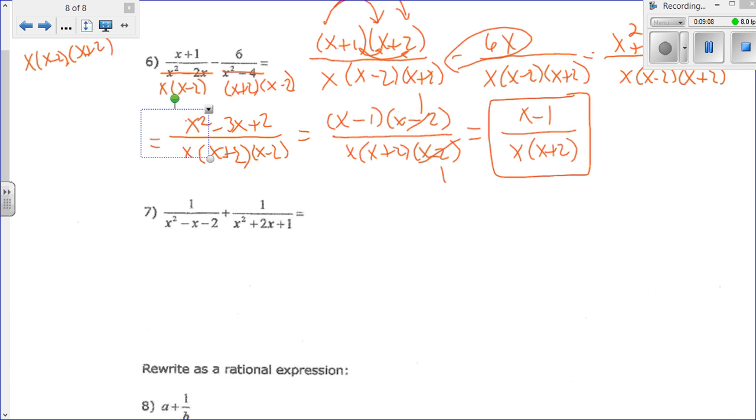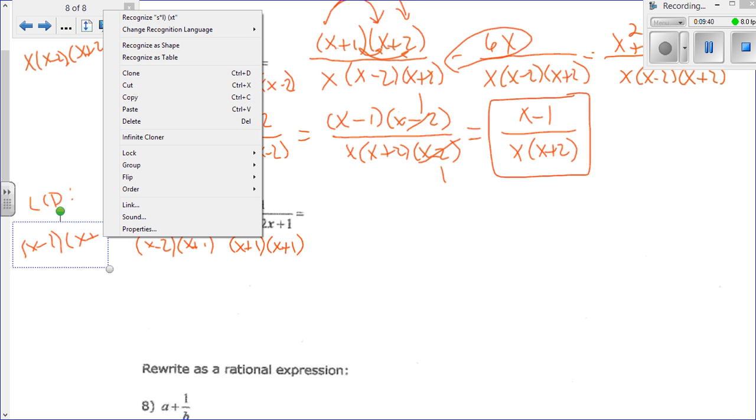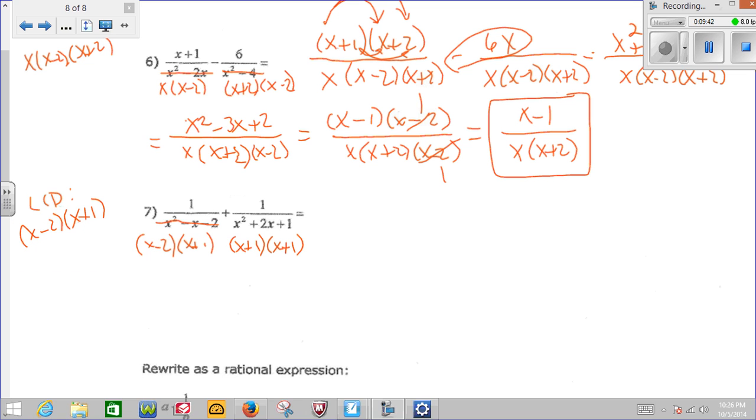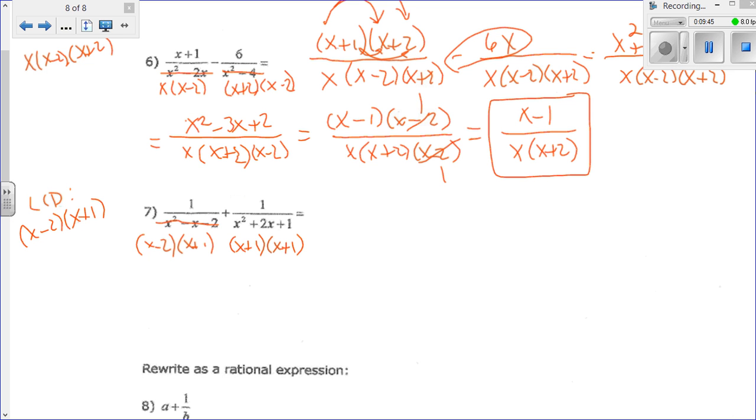All right, let's look at number 7. Factors of 2 that subtract to give me 1 are 1 and 2, so I have x minus 2, x plus 1. Factors of 1 that add up to 2 are 1 and 1, so it's x plus 1, x plus 1. Now this one is a little bit different in that I have x minus 2, and we see that we have an x plus 1.